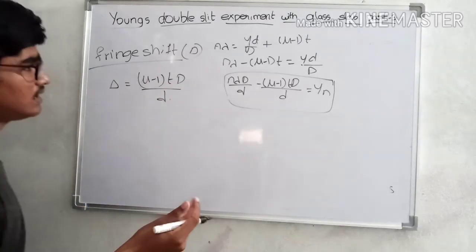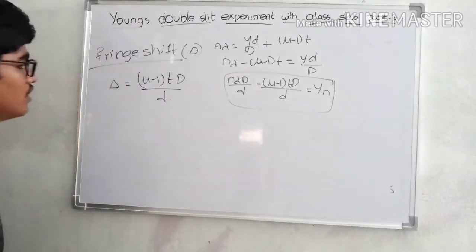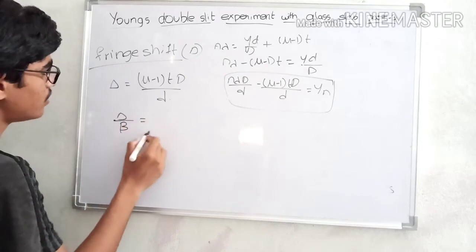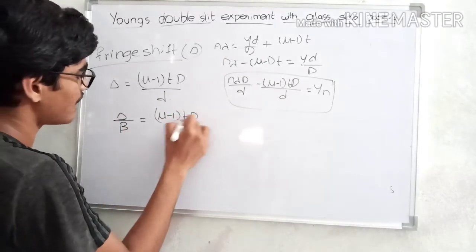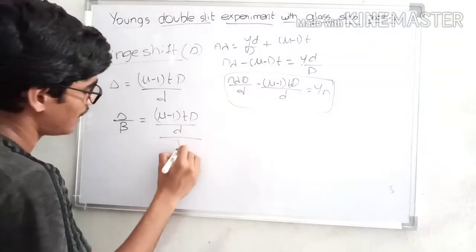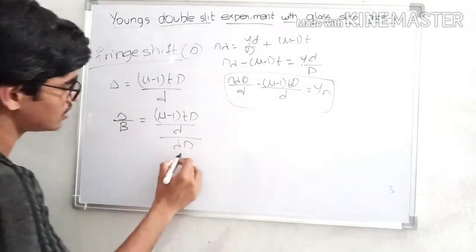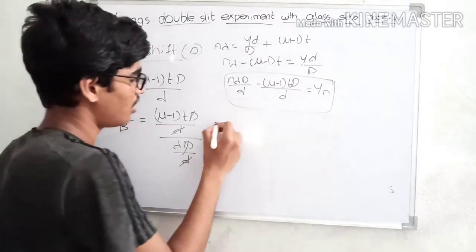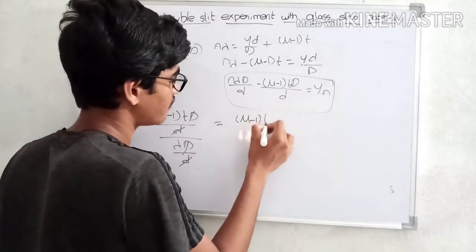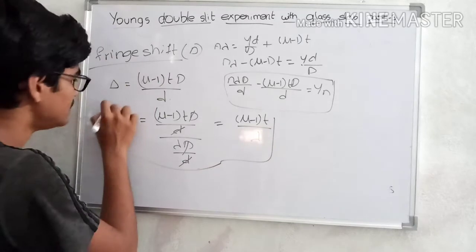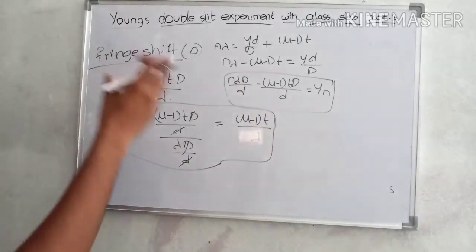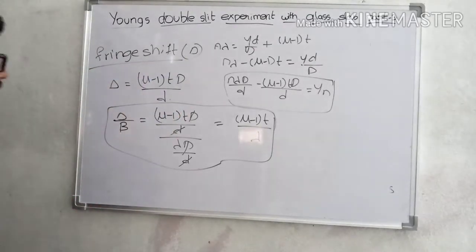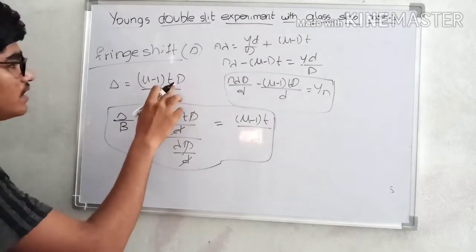And if we consider the number of fringes shifted, that means delta by beta is equal to (mu minus 1) of t capital D by small d by lambda. We know that fringe width is equal to lambda capital D by small d. On cancelling both, we get the number of fringes shifted is equal to (mu minus 1) of t by lambda. This is the explanation of Young's double slit experiment in the presence of a glass slab. We have got the new term fringe shift, which is equal to (mu minus 1) t capital D by small d.